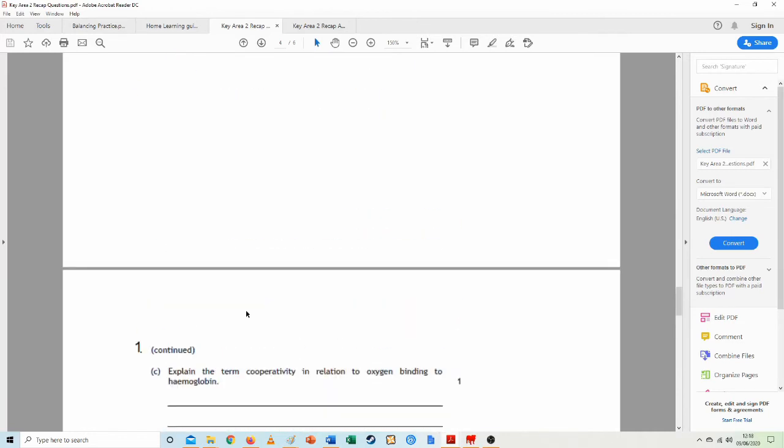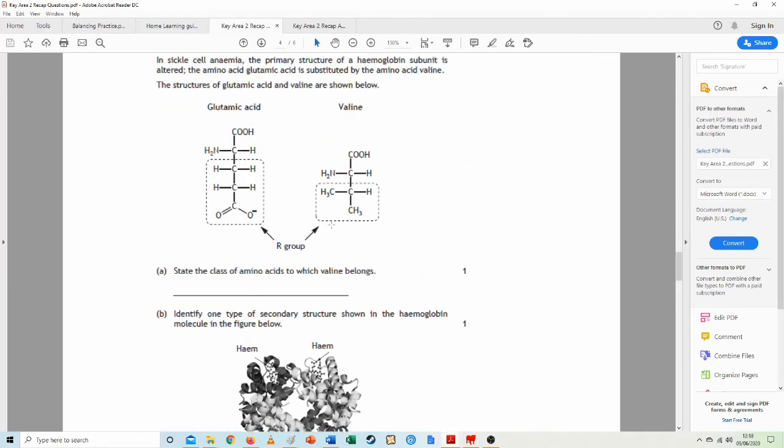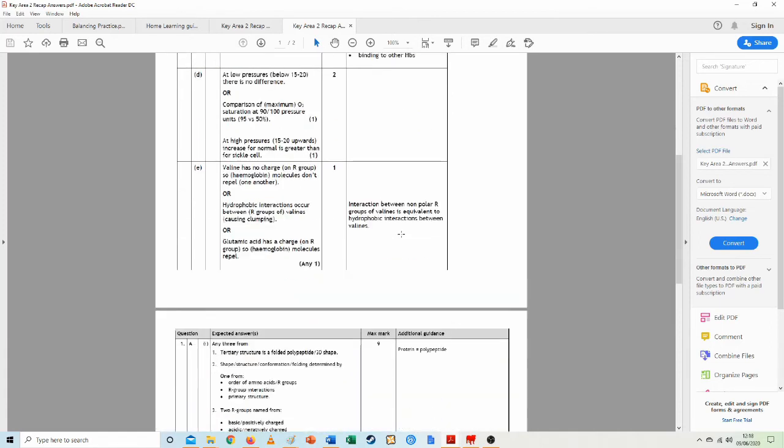The R group for the valine is non-polar, and it would not repel other negative charges, and so it would end up clumping inwards. So you had to really state something about the R groups being different and the presence of that negative charge being able to repel other negative charges and keep the heme group open. So if we take a look at that, valine has no charge in the R group, so molecules don't repel one another. Hydrophobic interactions occur between R groups of valines, causing clumping.